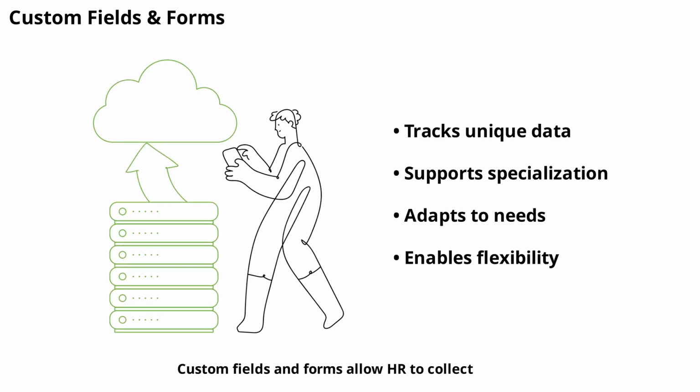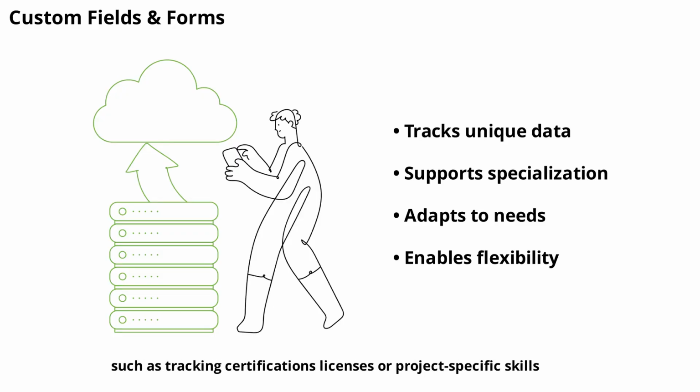Custom fields and forms allow HR to collect and track unique data points relevant to their organization. This flexibility supports specialized resource planning, such as tracking certifications, licenses, or project-specific skills. Customization ensures that HRIS adapts to evolving business requirements.